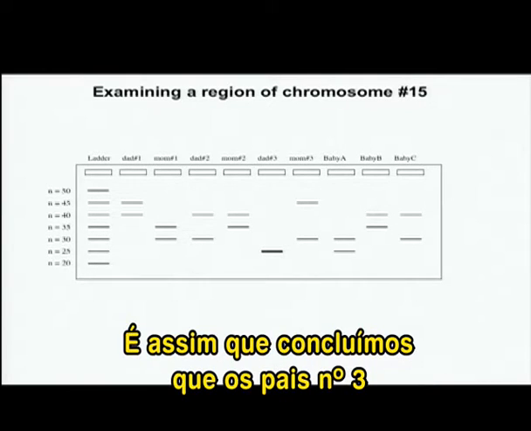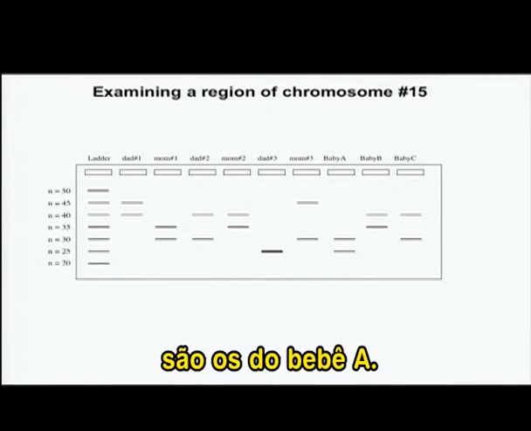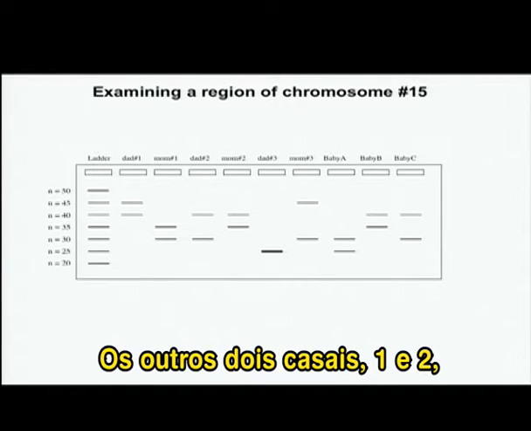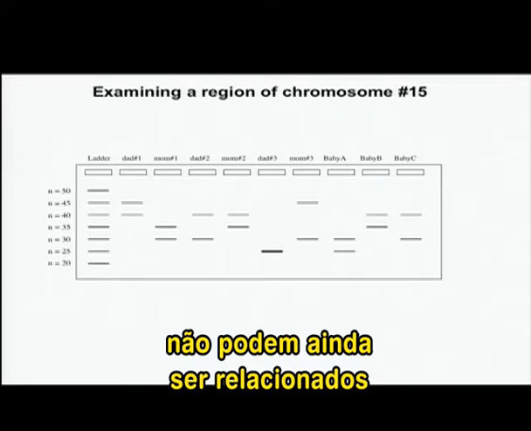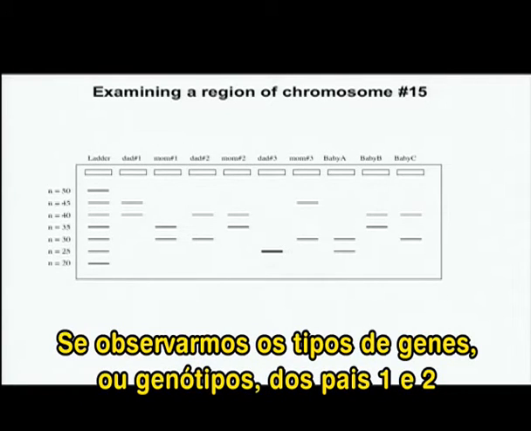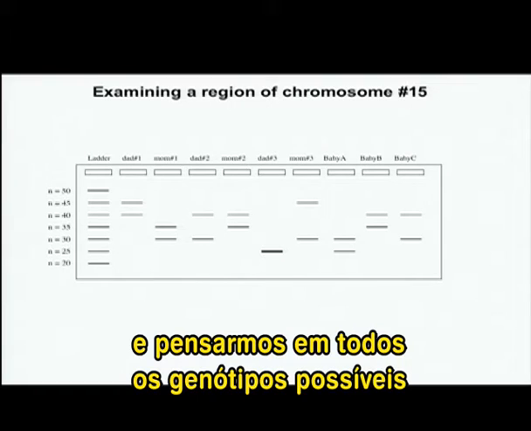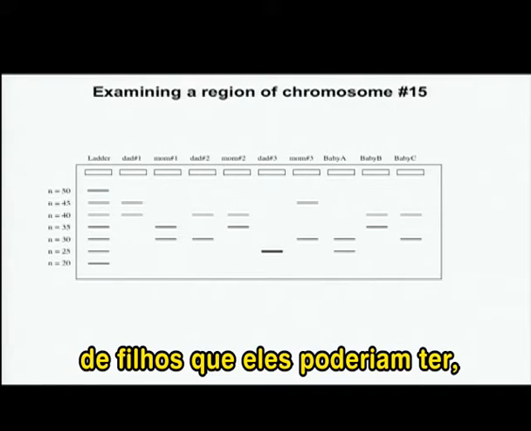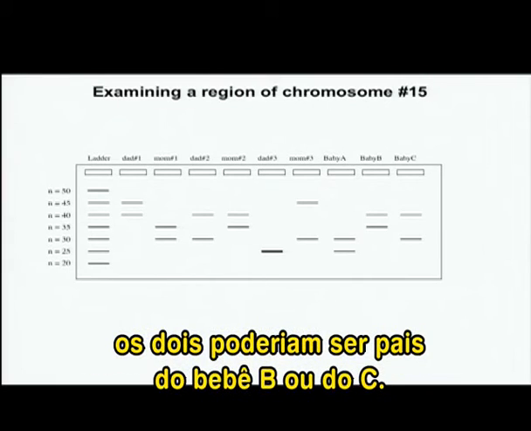That's how you can conclude that dad number 3, and therefore also mom number 3, goes with baby A. The other 2 parents, 1 and 2, actually cannot be matched at this point with babies B or C. That's because if you look at the genotype of parents number 1 and parents number 2, and you think about all the different possible genotypes of children that they could have, they could actually each have either child B or C.